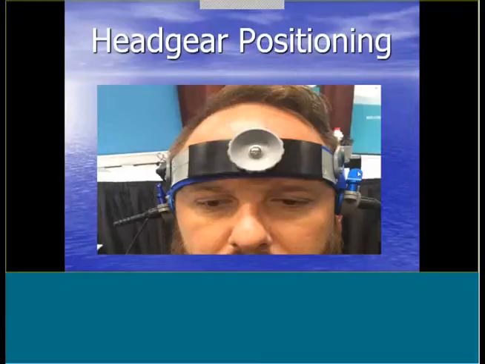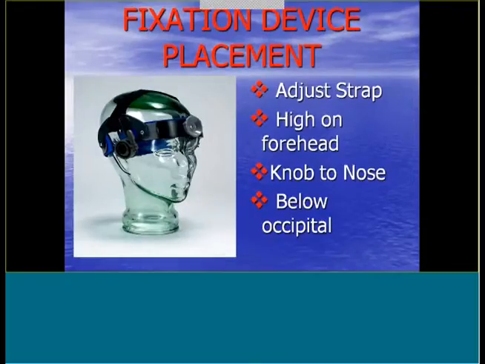Some people mark them with a little marker, R and L, or they put a little sticker on them. Okay, so adjust the strap high on the forehead, knob to nose, and you want to be below the occiput. And here are these neoprene pads that protect the skin surface. These are all just plastic, but it still has some rough surfaces, so that protects the patient's skin.